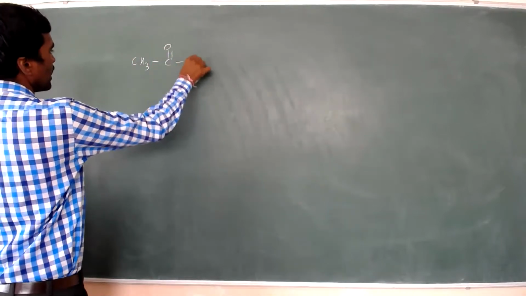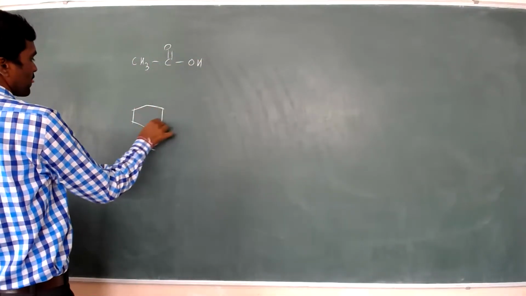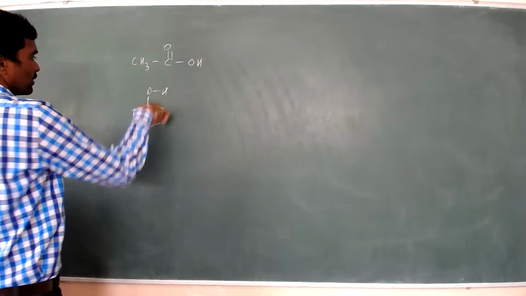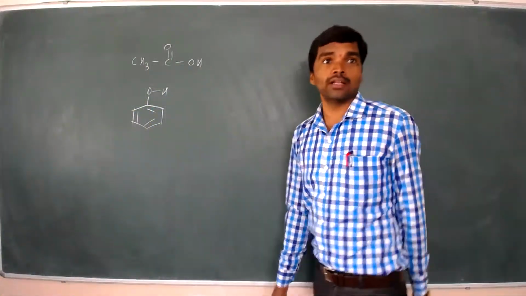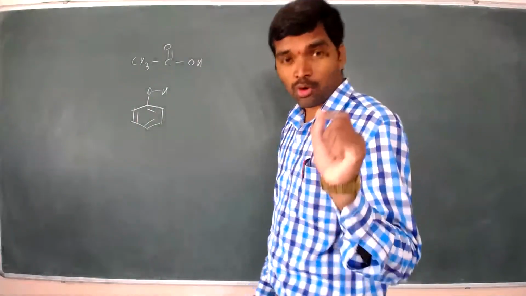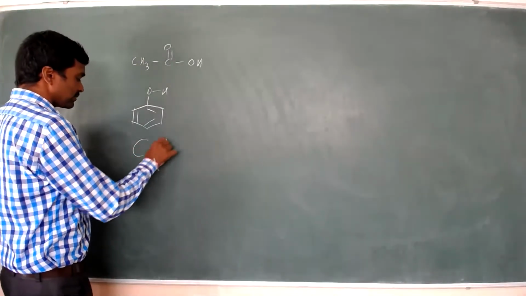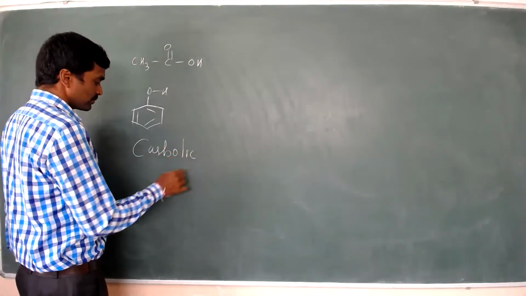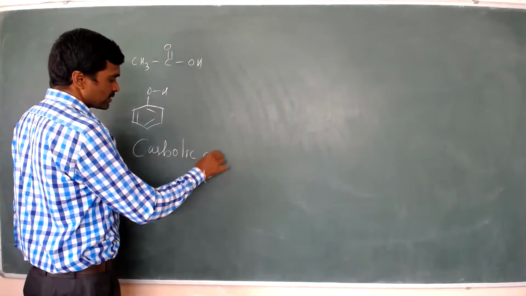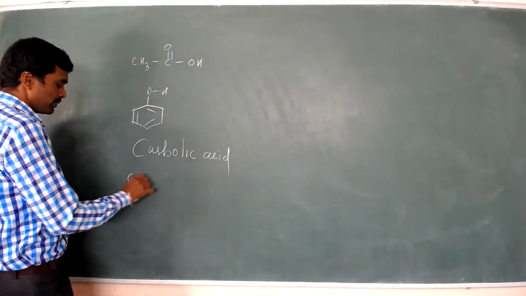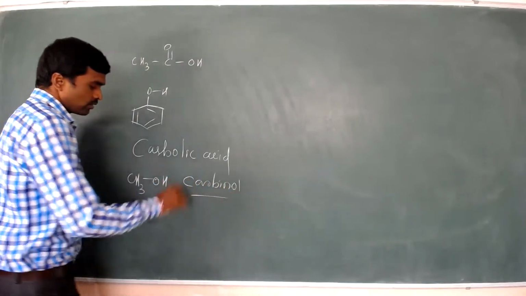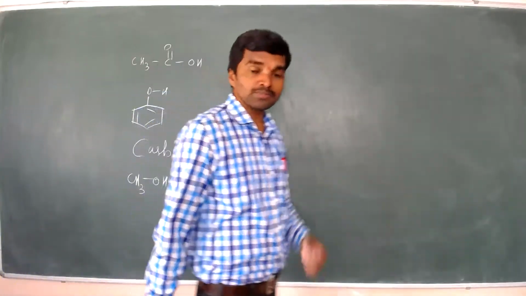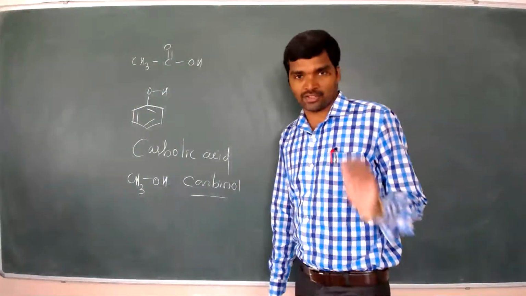Whenever you compare carboxylic acid and phenol, which of the following is more acidic? No doubt at all. I forgot to tell you an important point: phenol's common name is carbolic acid. Don't get confused. Methanol is called carbinol. Phenol is called carbolic acid.